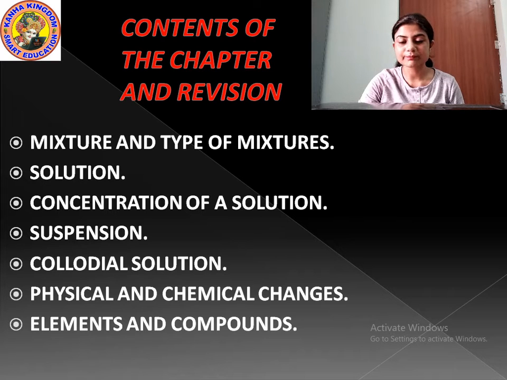What is a solution? A solution is a homogeneous mixture of two or more substances. A solution contains different parts, that is, solvent and solute. Now what is a solvent? The component of the solution that dissolves another component is the solvent. That means the one which is present in larger amount is the solvent.